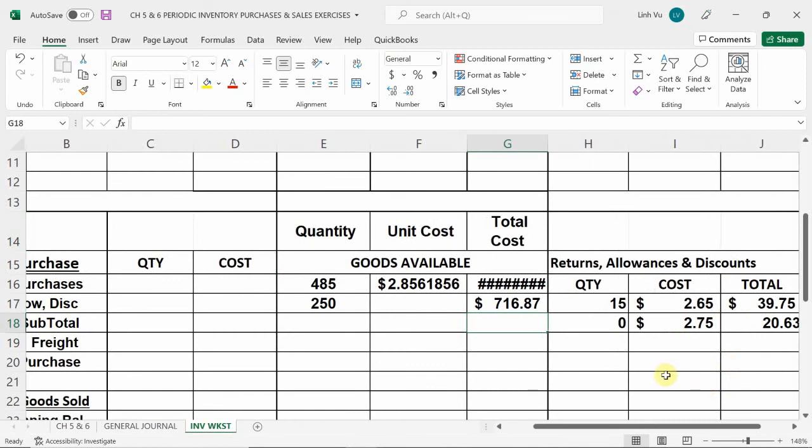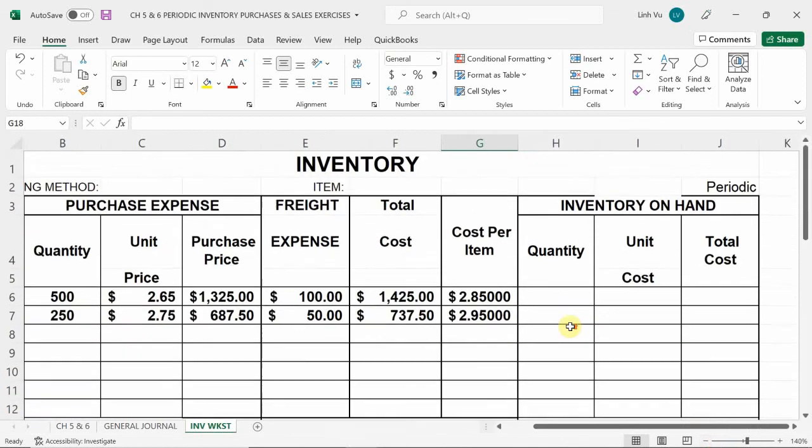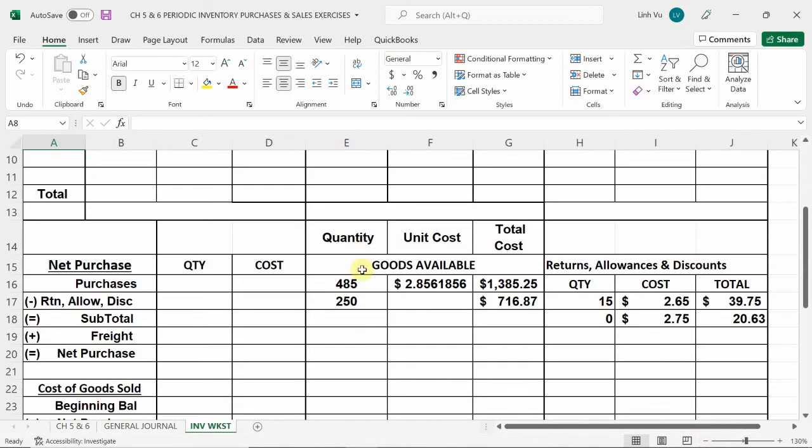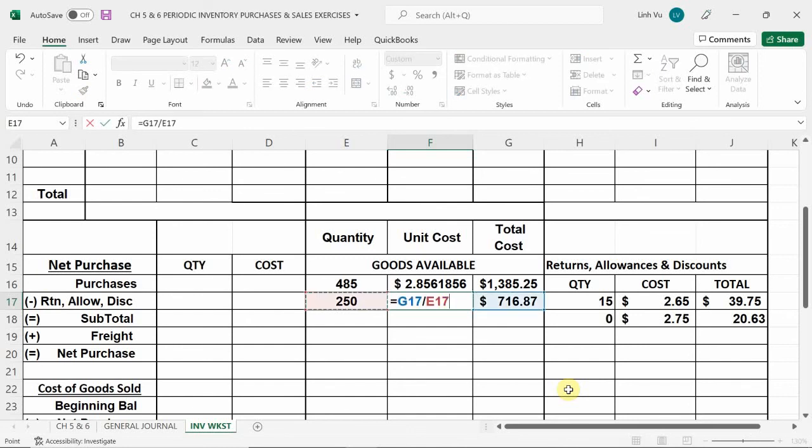$20.63 refund. So I'm at $716.87. Okay. Therefore, I need to now spread my total cost of 716.87 across my 250 units. So in this case, 2.86748. Okay, good.